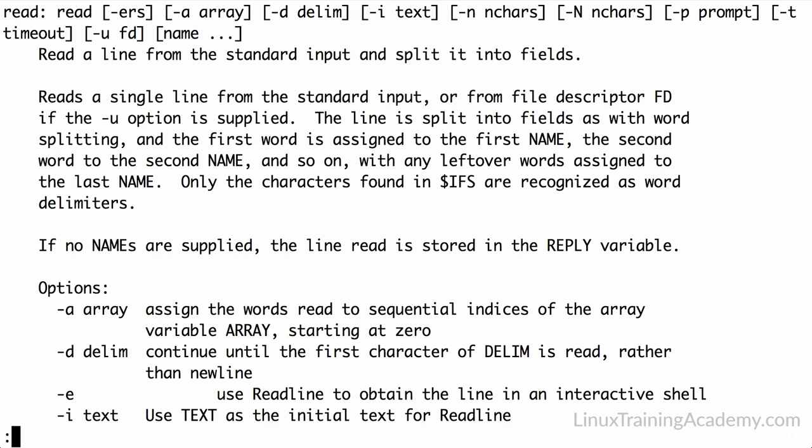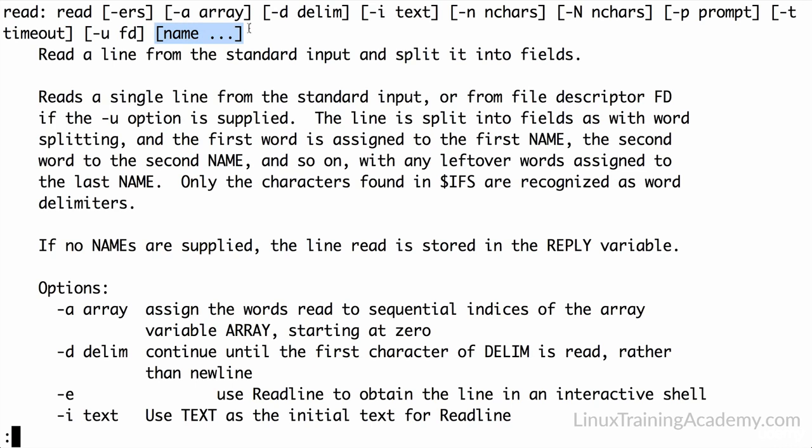It also goes on to talk about that the line will be split into fields and so on. It also says that any leftover words are assigned to the last name. And if you look at the end here, you see name and these 3 periods or 3 dots or ellipses here that says you can specify multiple names.